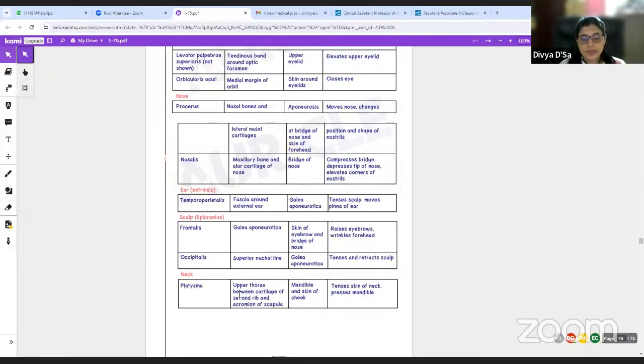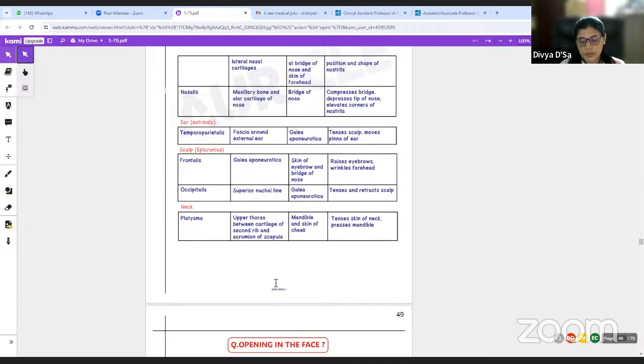Then the neck muscle is the platysma. The platysma muscle has its origin from the upper thorax. In the pectoral region also you would have studied about the platysma, right? So the upper thorax, between the cartilages of the second rib and the acromial process of the scapula, is its origin. And it gets inserted where? To the mandible and the skin of the cheek. So it tenses the skin of the neck and it will depress the mandible.